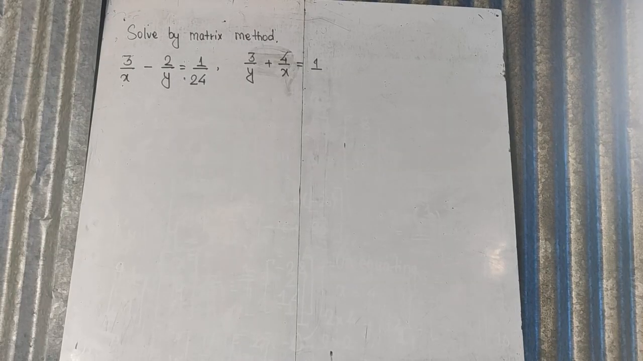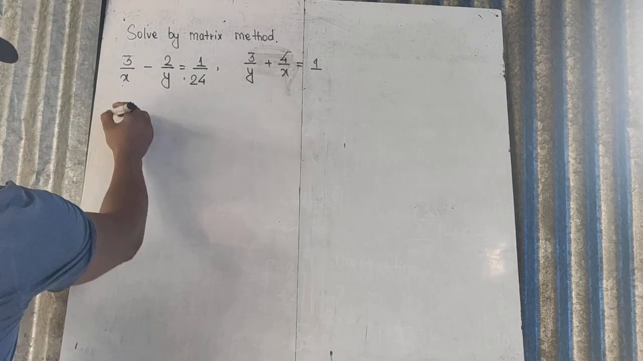Okay, here we have the second question for solving a problem by the matrix method. You can see that the problem has been given in the form of fractions, but you don't need to worry about the way the question has been given. The way we solve this problem is similar to the way we solved the previous problem, but still pay attention. Let's see how we go.